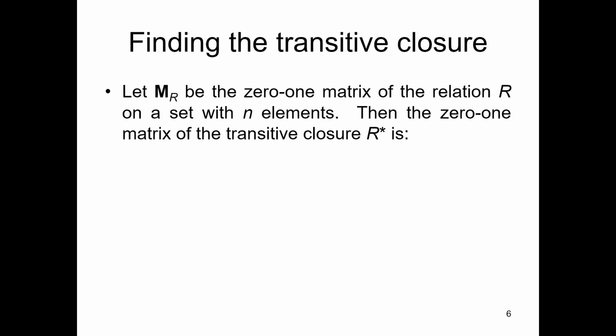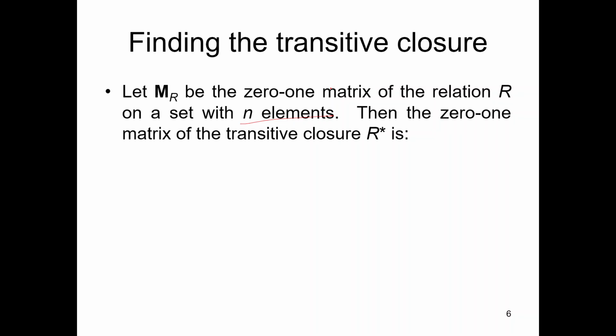Okay, now how do you find a transitive closure if you are not doing it by actually drawing the edges on the graph? You have to do it using matrices. So let MR be the 0, 1 matrix of the relation R on a set with n elements. That means it's an n by n matrix, because the base set contains n elements, and it is a 0 1 matrix.